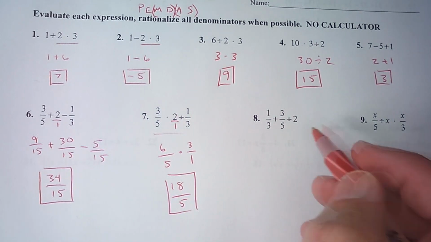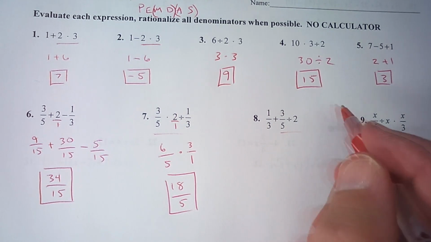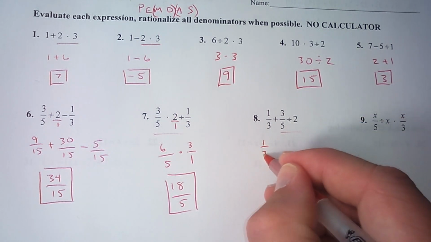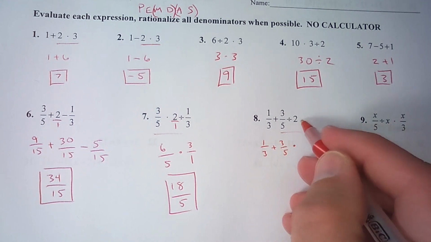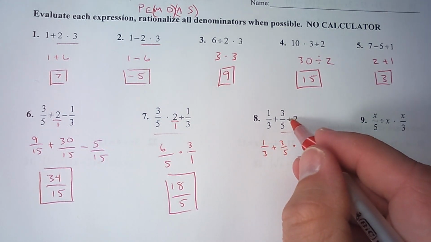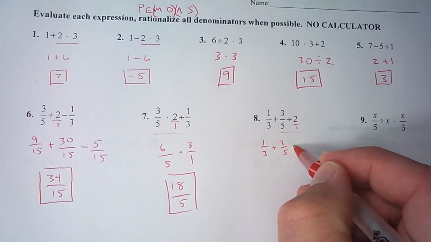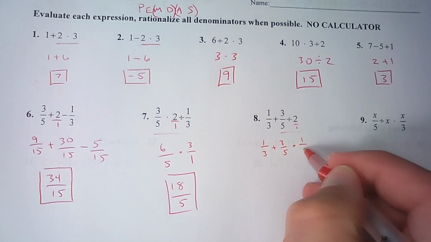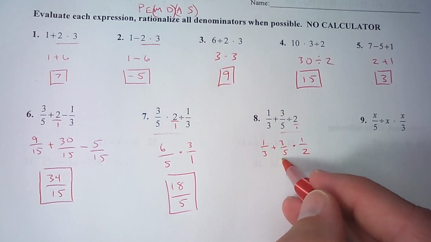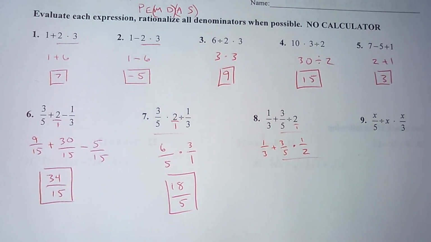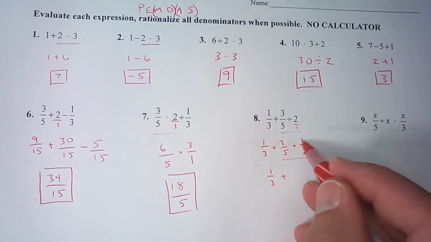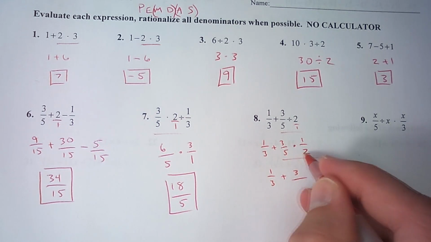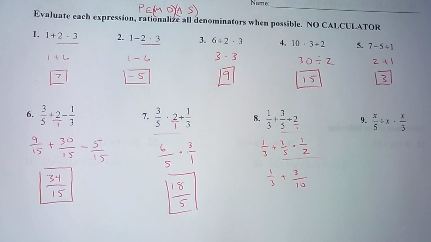Number 8, we need to do the division first. So we're going to change that to 1/3 plus 3/5 times, and this is 2 over 1. We're changing it to multiplying by the reciprocal, so that is times 1 over 2. Now we'll do the multiplication before we add. So we've got 1/3 plus 3 times 1 over 5 times 2, so that's 3/10.